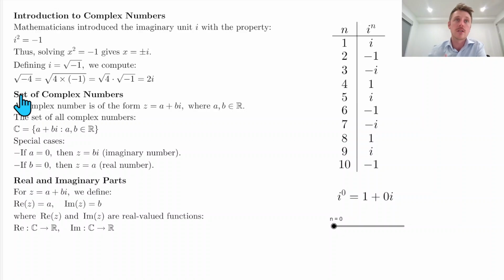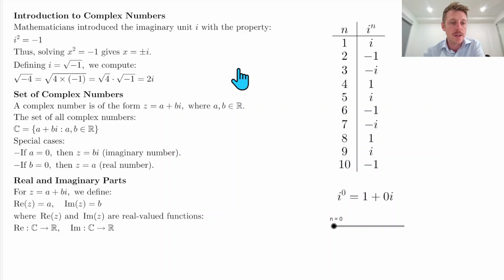Up to this point, you can't really take the square root of a negative number, but now we're going to call the square root of -1 the imaginary unit. So if you were to take the square root of -4, the same rules of surds apply. You take the square root of 4 times -1, which is the square root of 4 times the square root of -1. The square root of 4 is 2, and the square root of -1 is now i, so this is 2i.